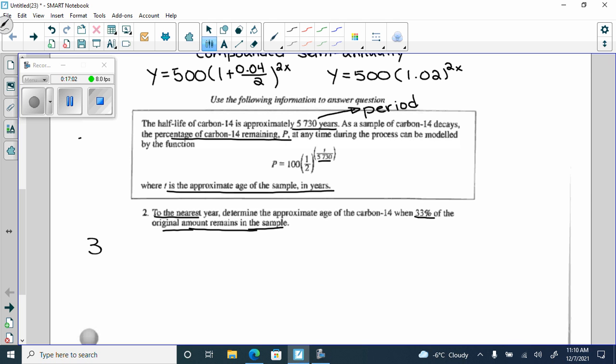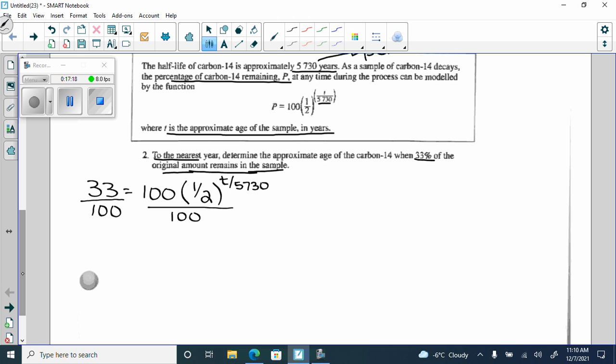So 33 equals 100. What's the first thing I do when I have a final and an initial? Divide the initial over. You are correct. Either way, solving with my calculator or changing it to a log, that has to happen, right? So I just do it every single time because I can't do anything without it. So I'm going to get 0.33 equals a half, which is just 0.5 if you want to write it that way, to the T divided by 5730.